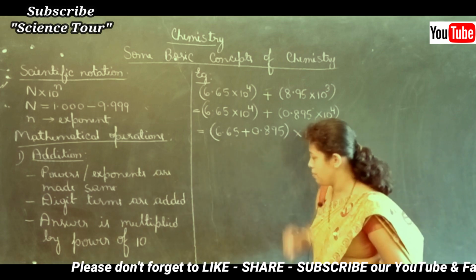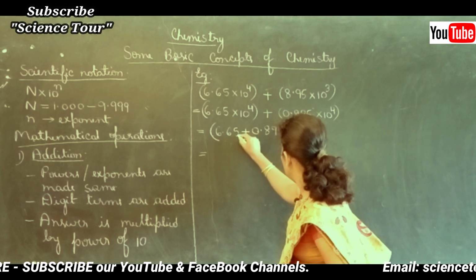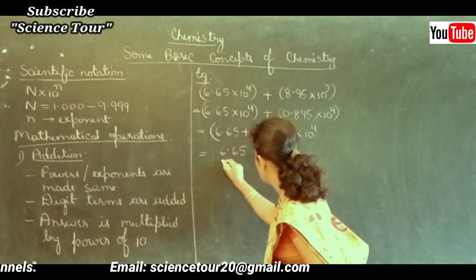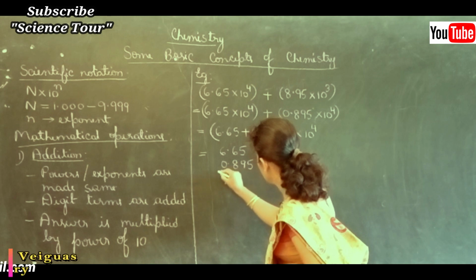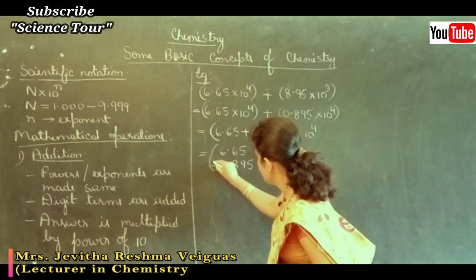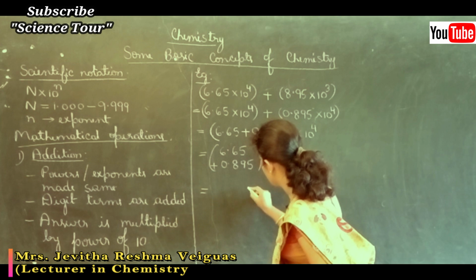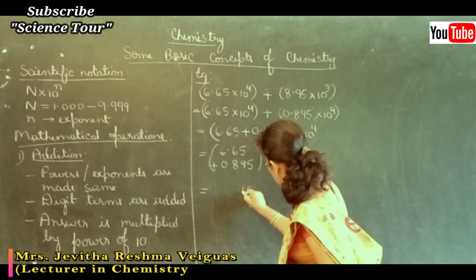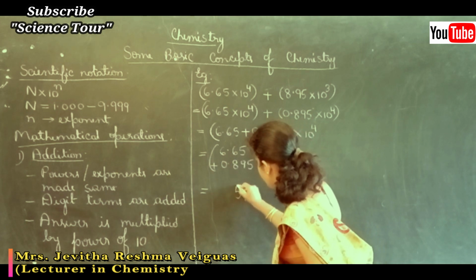Now let's add these numbers. When you add these numbers, what do you get? If you want, you can add this way, 6.65 plus 0.895. When you add these, the answer is multiplied by 10 to the power 4. When you add these, the answer what you get is 5 and 0, 5. 9 plus 5 is 14. 1 remaining, 8 plus 6 is 14, plus 1 remaining is 5.